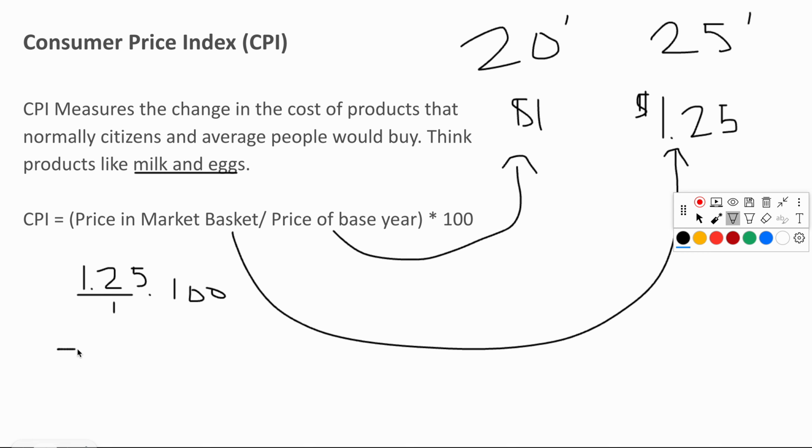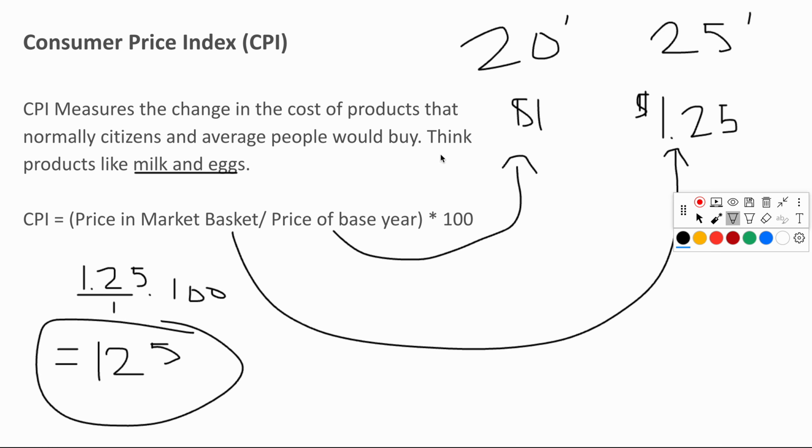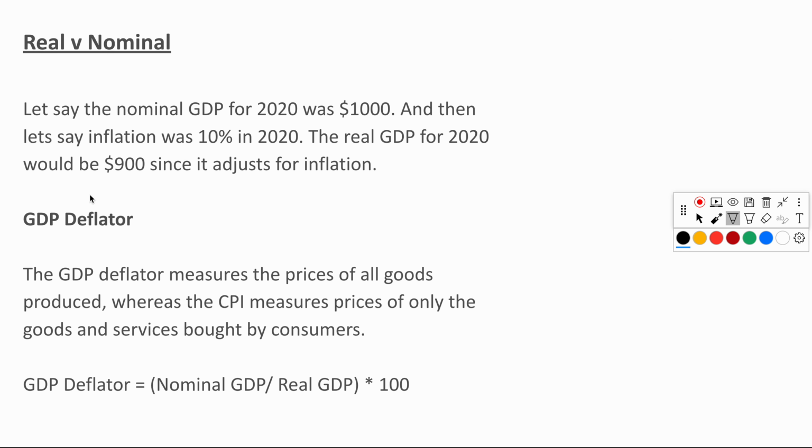And you get the CPI of 125. Just remember it's a simple percent change problem, and don't get confused on the years. Now you need to know the distinction between real versus nominal.